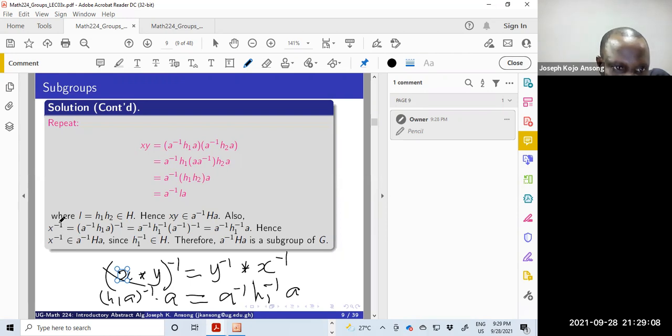If you take X inverse, you end up with A inverse, H1 inverse, and A. Remember that A inverse, of course, belongs to G, and A belongs to G, whereas H1 inverse belongs to H, because H is a subgroup. It has an inverse: if I pick an element, it has an inverse. So this, of course, belongs to the set. In other words, X inverse belongs to the set, since H1 inverse is in H. Therefore, this is a subgroup, because those two conditions from theorem 3 are satisfied. Good. So basically that is it for this example.